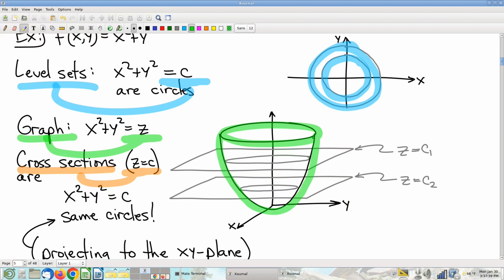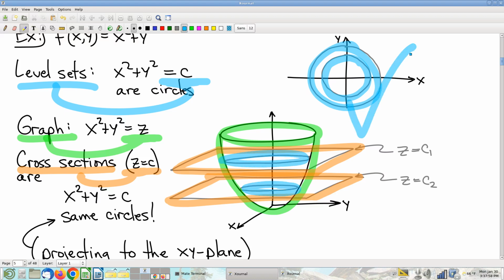So there's the graph, and here's taking horizontal cross-sections of the graph. And notice, when you take these orange horizontal cross-sections of this green graph, you get these exact same circles that are the level sets. So this is just an in-action, real scenario of what we just talked about.